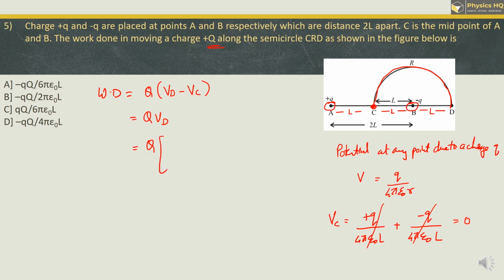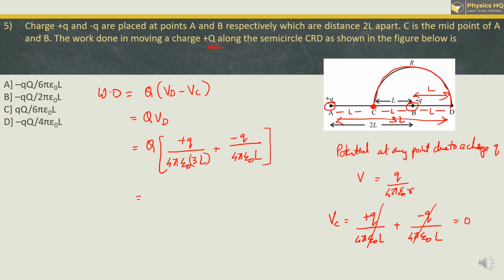Now again, potential at D will be because of two charges, plus Q and minus Q. First of all, because of plus Q, we will have plus Q upon 4 pi epsilon naught, with the distance from A to D being 3L. So this will be 3L. And the potential due to the minus Q charge will be minus Q upon 4 pi epsilon naught, where the distance from minus Q to D is only L. So this will be L.